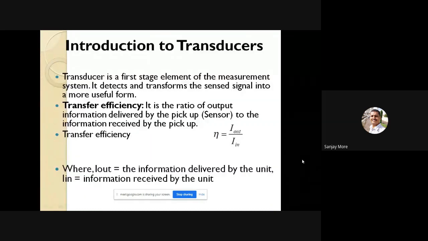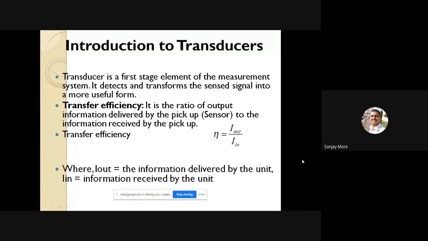See, the basic concept or introduction of transistor is the efficiency, which is equal to I output divided by I input. I output means the information delivered by the unit, divided by the information received by the unit. So transducer is the first stage element of the measurement system. It detects and transfers the sensed signal into a more useful form.